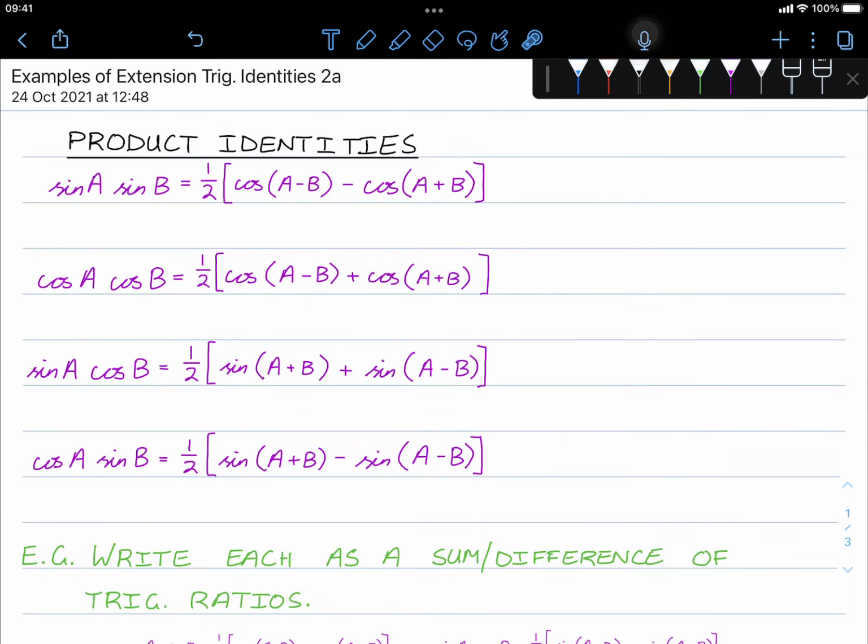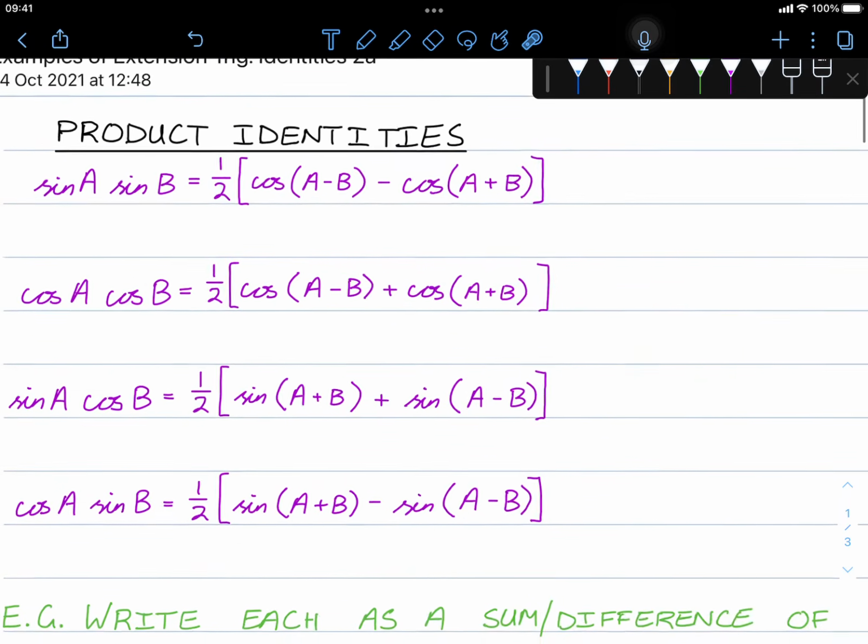Hello class, this is a video tutorial on the examples of extension trig identities part 2a. In this video we'll be applying the product identities.